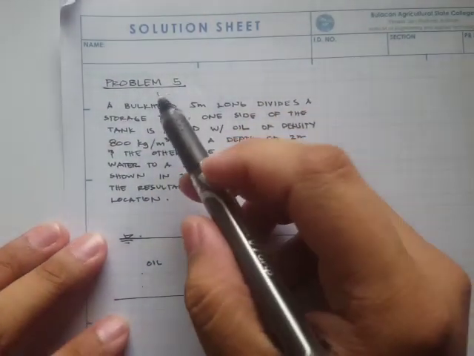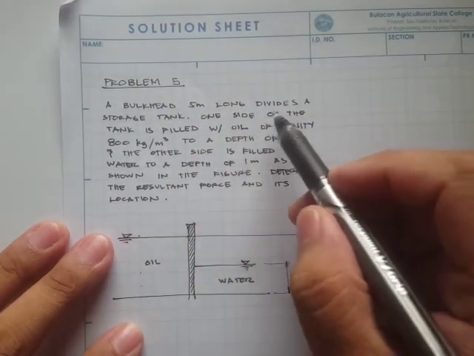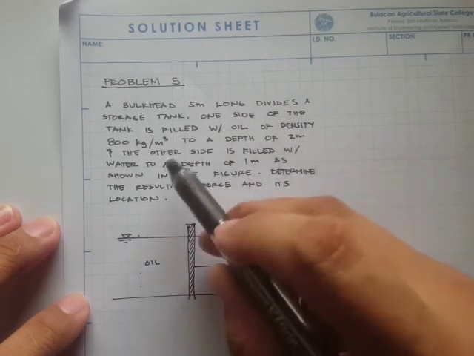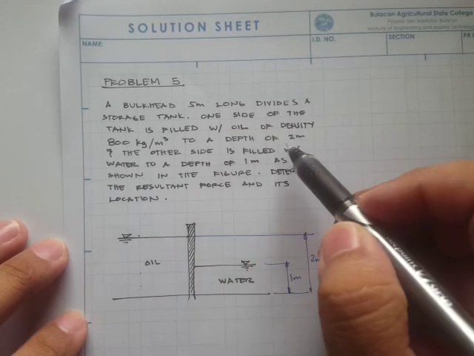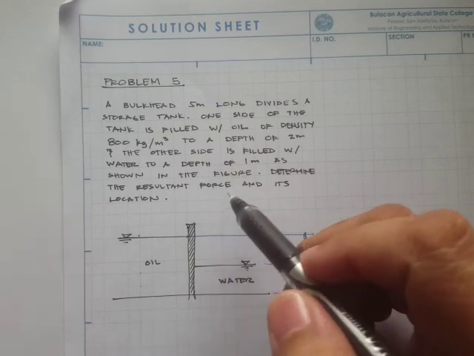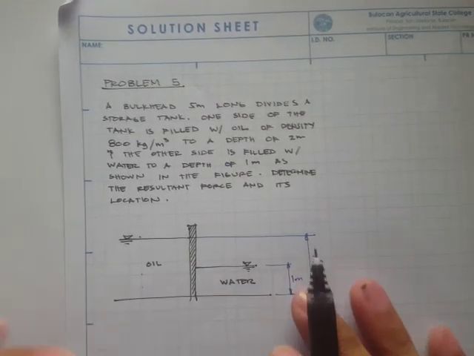Okay, so for this problem, it says a bulkhead 5 meter long divides a storage tank. One side of the tank is filled with oil of density 800 kilograms per cubic meter to a depth of 2 meters, and the other side is filled with water to a depth of 1 meter, as shown in the figure. Determine the resultant force and its location.